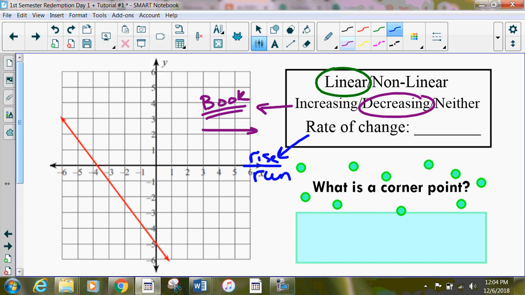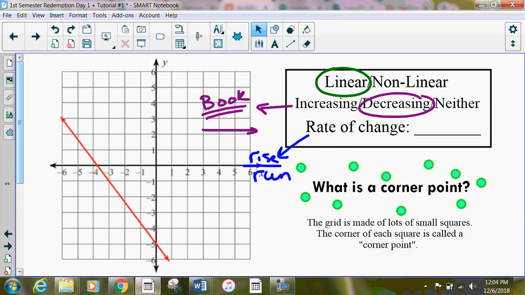So before we find these, we're going to go ahead and remind ourselves what a corner point is. The grid that this line is on, and any grid that we're going to look at, is made of lots of small squares. And each of these squares has 4 corners. The corner of every square on this grid is called a corner point. So there are a ton of corner points. There's a corner point, there's a corner point, right? We could just keep doing this all day, and some of us would actually find this very relaxing to do, but there are a ton of corner points, right?